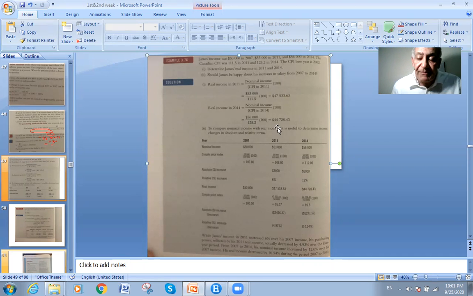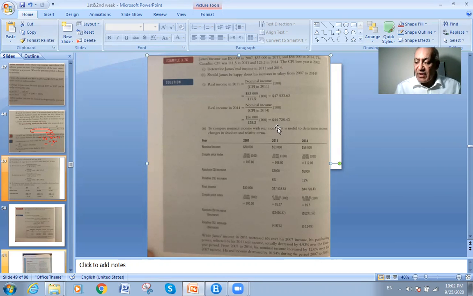In economics, in all of economics, we care about the real income. Please keep this in mind. We care about the real income, not about the nominal income. Again, the rule is very easy. I will give you the nominal income, I will give you the CPI, and I will tell you, give me the real income. So you will say nominal divided by the CPI, and you will multiply by 100. Okay.